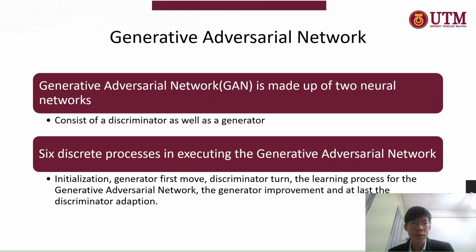Last but not least will be generative adversarial network. It is made out of 2 neural networks, which are a discriminator and a generator. A generative adversarial network consists of 6 discrete processes in execution, which are initialization, the first move by the generator, the discriminator turn, the learning process from the generative adversarial network, the generator improvement, and last but not least the discriminator adaptation.